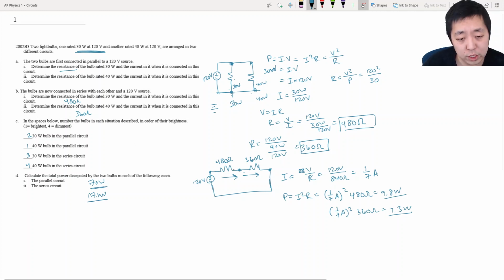So in this configuration, they're dimmer, but it also uses less power. And that kind of makes sense. That's consistent with our answer. Our answer is those two are dimmer than the other two in this configuration, and they must use less power for that reason. So hope you found that helpful.